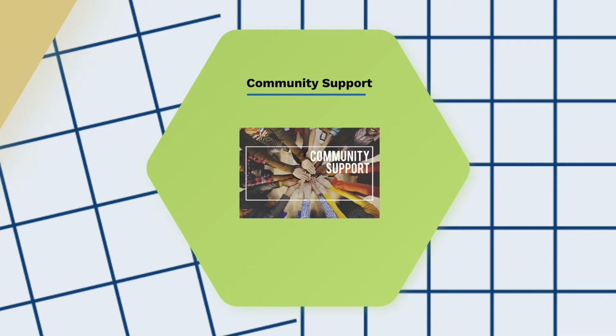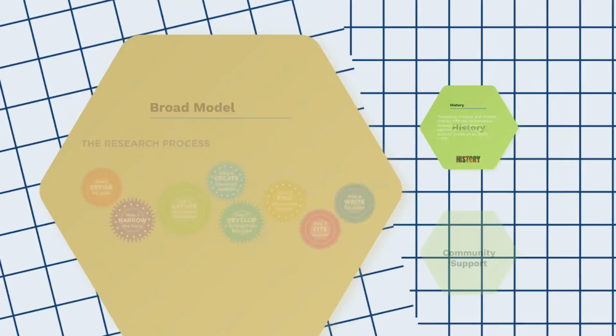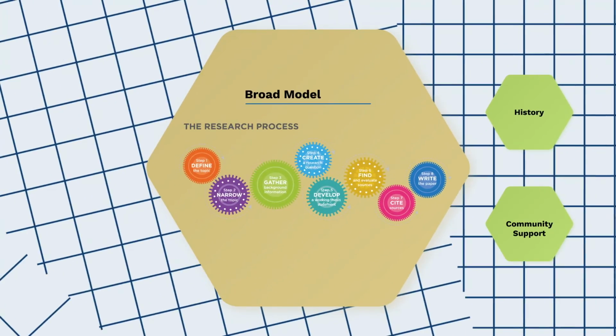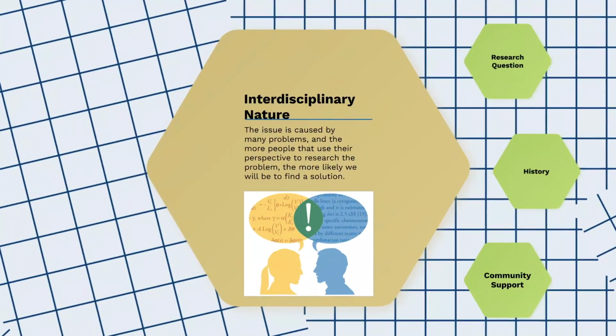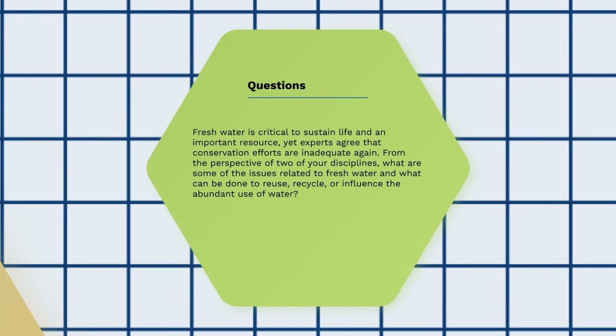An article about freshwater in Texas states, Texas has developed extensive optimization techniques to address its quite limited water resources. It is evident that there are people in the state that are doing their part in order to help address these issues. There are people from all different disciplines with different backgrounds and experiences who come together to talk about what their solution is. The research question is, fresh water is critical to sustain life and is an important resource, yet experts agree that conservation efforts are inadequate. Again, from the perspective of two of your disciplines, what are some of the issues related to fresh water, and what can be done to reuse, recycle, or influence the abundant use of water?